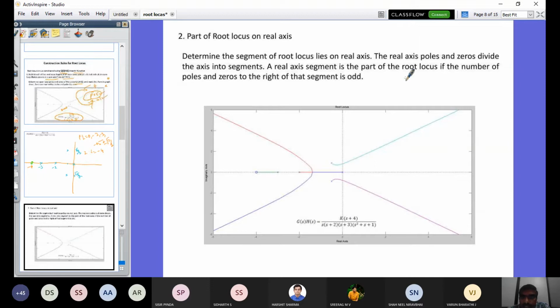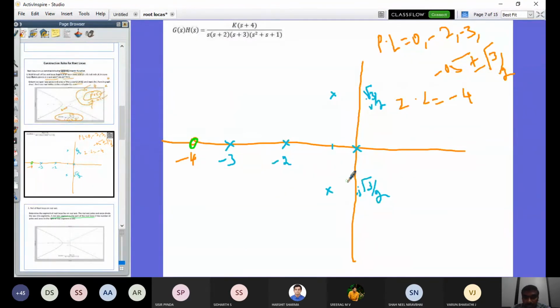Okay, dear. As I told you, a real axis segment is part of the root locus if the number of poles and zeros to the right half of the segment is odd. Consider only the real axis; don't consider the complex poles. Able to follow? Consider one pole here and another pole here. Here to here is one segment, here to here another segment, and here to the end, as K tends to infinity, we get an infinite zero. That is one more segment.